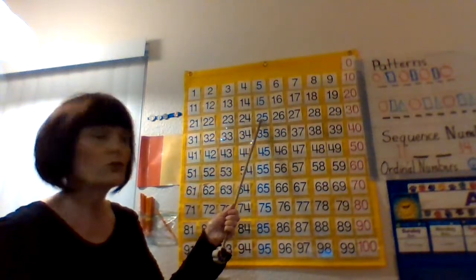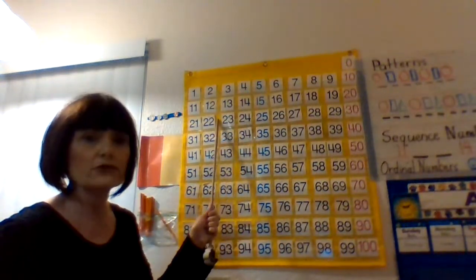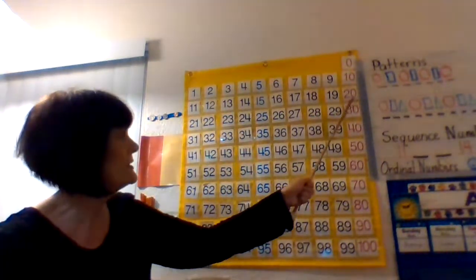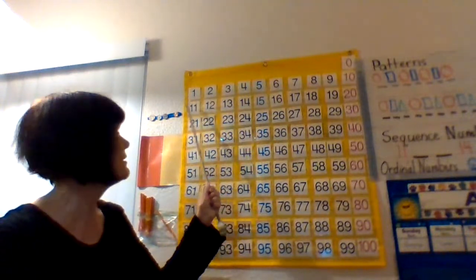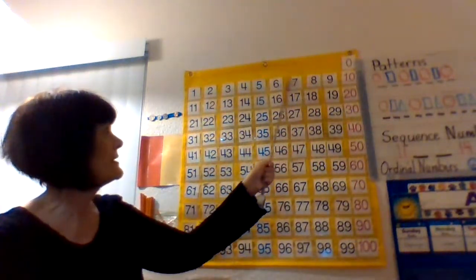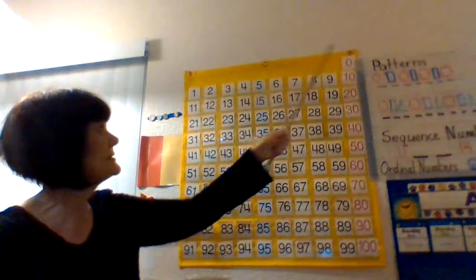Let's start with 25. Are you ready? 25, 24, 23, 22, 21, 20, 19, 18, 17, 16, 15, 14, 13, 12, 11, 10, 9, 8, 7, 6, 5, 4, 3, 2, 1, 0.